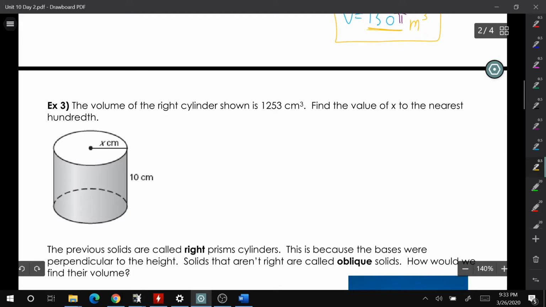Now it says the volume of the right cylinder shown is 1,253 cubic centimeters. Find the value of x to the nearest hundredth. So volume equals pi r squared times h. We know h is 10, and we know the volume is 1,253. So we can substitute those in order to find out what the radius is.